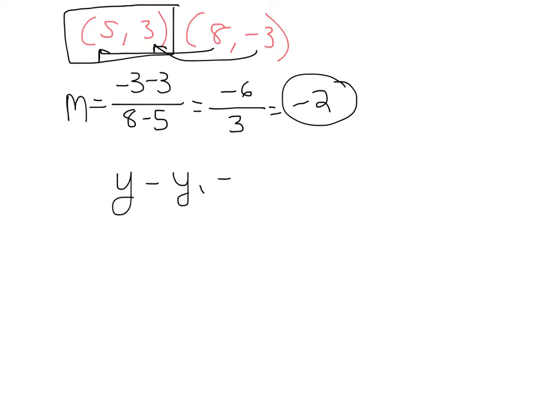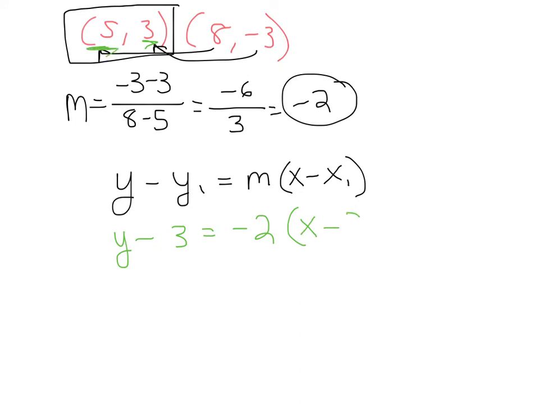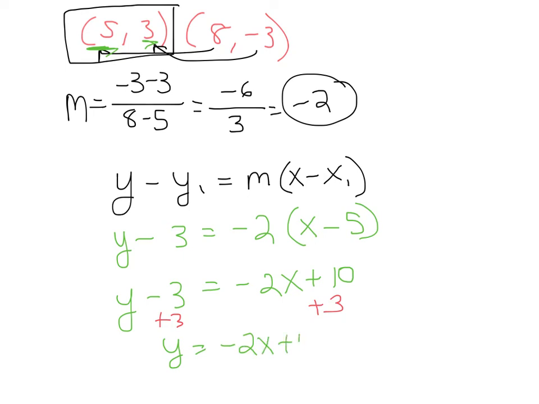Again, I'm going to rewrite my point-slope form. It probably takes 1 second to do this, and it's a way to not make silly mistakes. And then we're going to plug in. We're going to go y minus 3 equals, my slope is negative 2, and then x minus x1 is going to be 5. So here we go. Now I'm going to distribute the negative 2, and I get negative 2x plus 10. Finally, I'm going to add 3 to both sides, and I end up with y equals negative 2x plus 13.